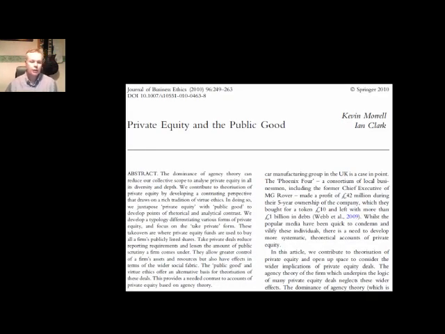Private equity and the public good. This was a kind of rhetorical contrast between private equity and what the public good is, looking at a business model with a former colleague, Ian Clark, and trying to develop a rhetorical contrast between private equity and the public good. And this again was looking at data that was already out there, the kinds of claims made about the private equity business model and how that could be contrasted with this idea of the public good.